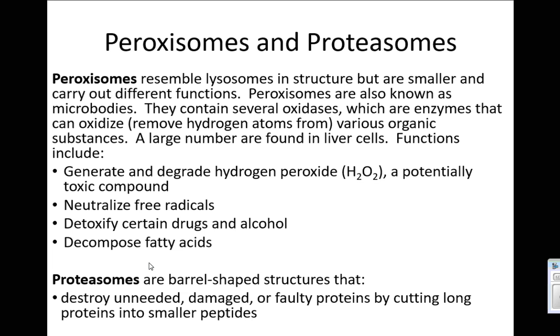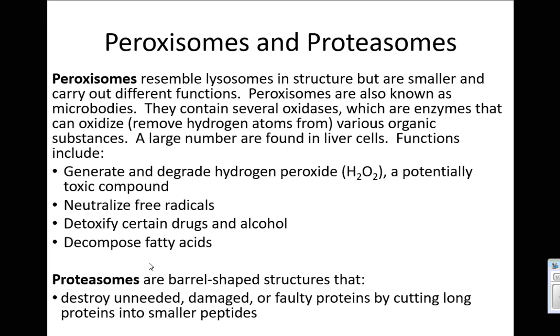Organelles that look like lysosomes but differ in function and are a little bit smaller are peroxisomes. Inside of them are several oxidases, which are enzymes that can oxidize. Oxidize means to remove hydrogen atoms from, and so these guys remove hydrogen atoms from organic substances. We find a large number of these in our liver. Another name for peroxisomes is microbodies. What they do is degrade hydrogen peroxide, which is a potentially toxic compound.